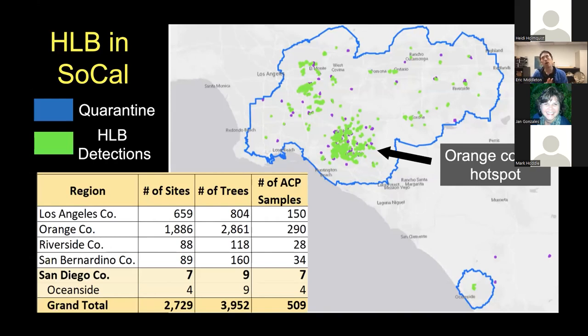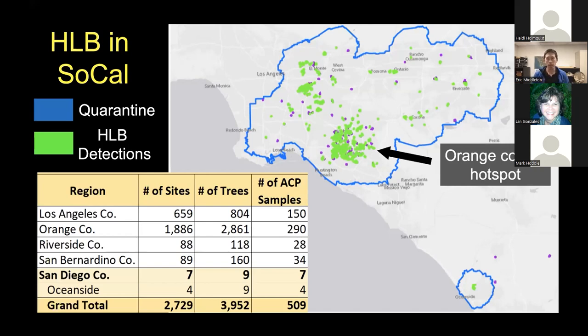So this is from about a month ago, so it's pretty current data. You have the region over on the far left, the number of sites or different locations in which HLB positive trees or ACP were found, the number of trees itself, and then the number of Asian citrus psyllid that were infected with HLB. So Los Angeles County has a couple hundred of the trees.